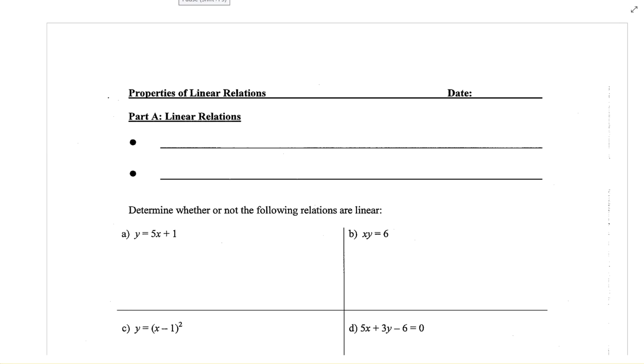Okay, so class today we're going to look at properties of linear relations. For properties of linear relations, we kind of have two focuses. Number one, we want to see if it's linear. And number two, we want to see if it's a function. That's kind of what our focus will be.